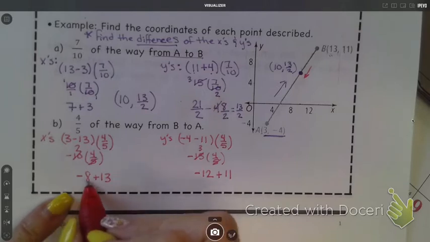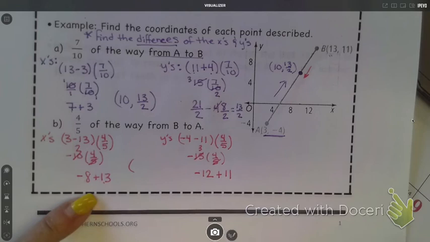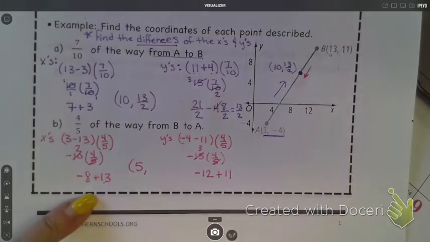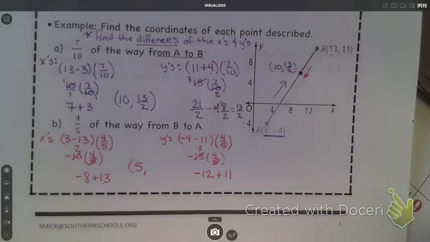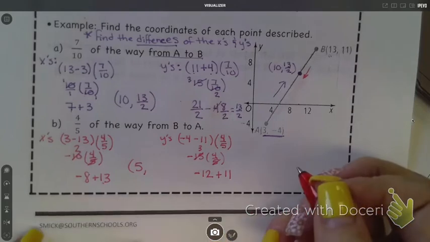So negative 8 plus 13 is 5. I'm not good at negatives. Well, 13 minus 8 is 5, yes? Yes. You can move it around, can't you? 12 minus 11 is negative 1.